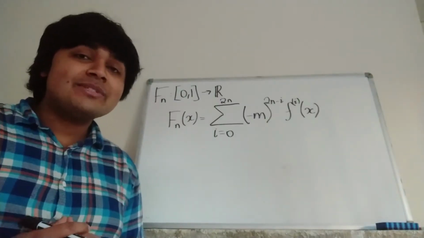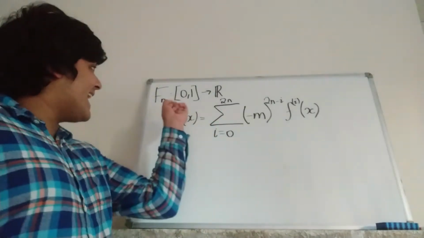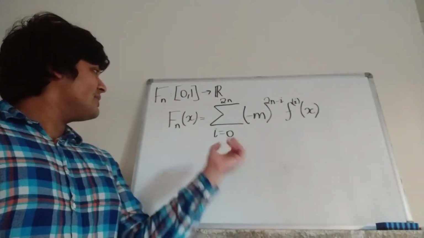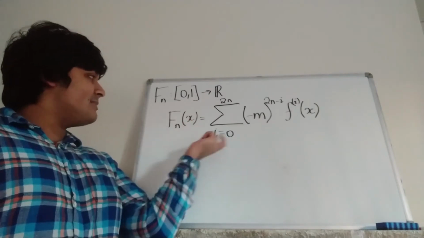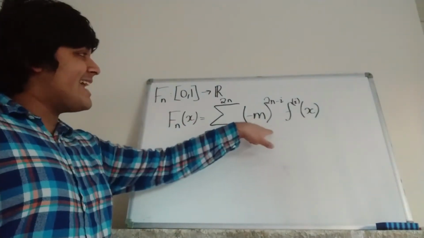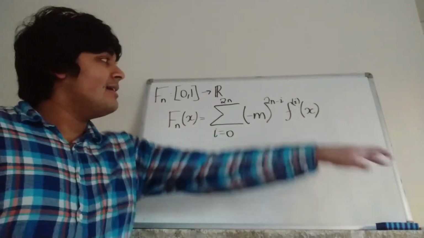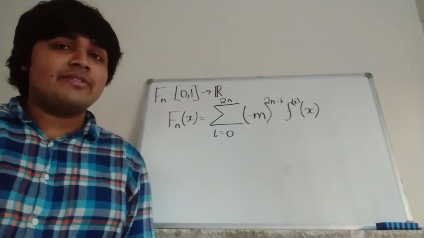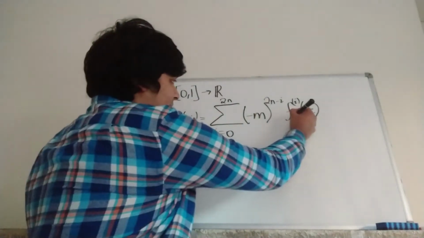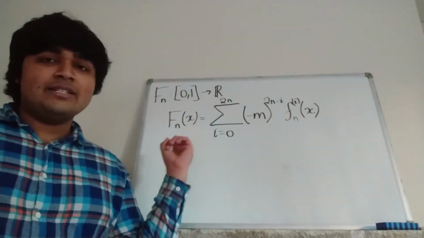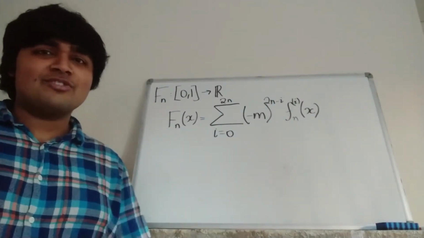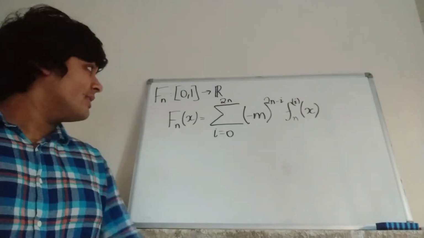Okay, so now we're going to introduce a new family of functions, capital F_n, from the closed interval [0, 1] to the reals, and each F_n of x is defined to be equal to the sum from i equals 0 to 2n of (minus m) to the power of 2n minus i multiplied by the ith derivative of f_n of x. Oh, this is supposed to be f_n of x. It's a bit of a weirdly defined function, but we'll see why it's important in just a second, and why we're constructing it. Let's consider the derivative of this function.